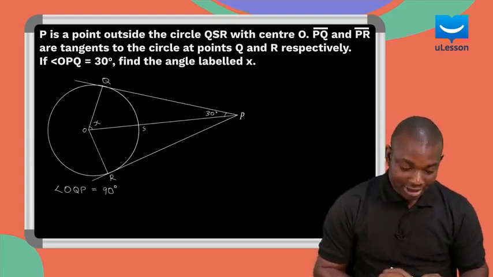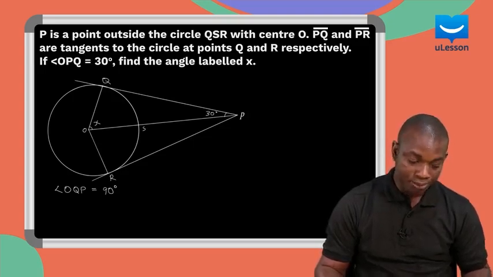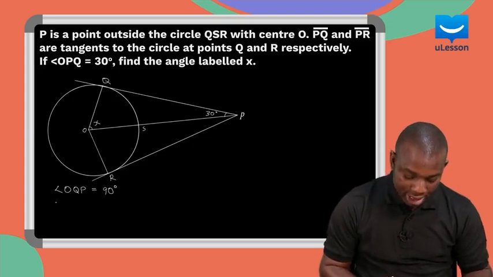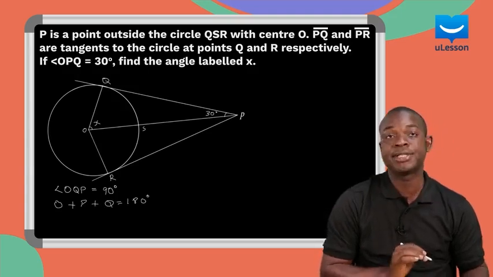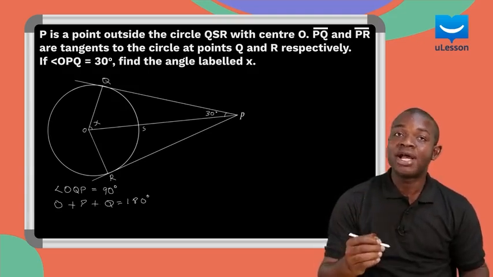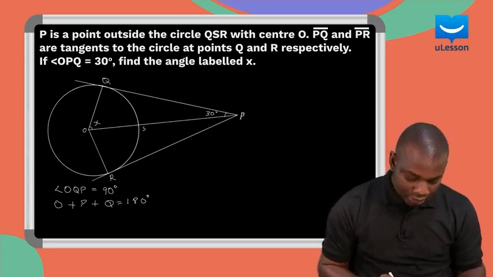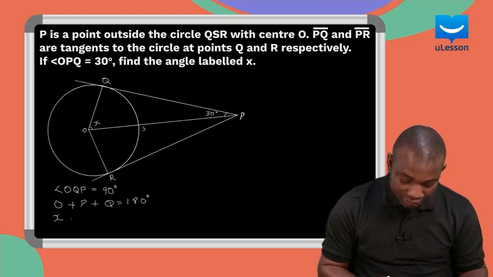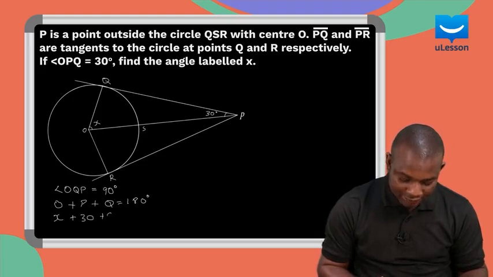Now, what this means is that if we consider the triangle OPQ, we'll discover that the angle at O plus the angle at P plus the angle at Q is equal to 180 degrees. This is because the sum of the angles inside a triangle is 180 degrees. So, for the angle at O, we have X. For the angle at P, we have 30. And for the angle at Q, we have 90.